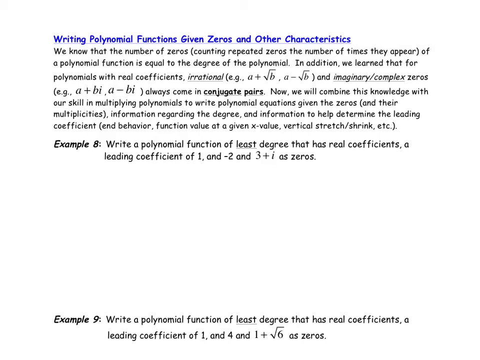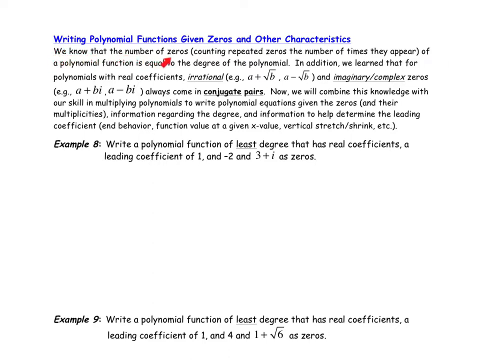This is the solution to example 8 from notes 3.4. And in the next few examples, we're going to write polynomial functions given zeros and other characteristics. And we need to use some of our knowledge that we've discovered in this unit.